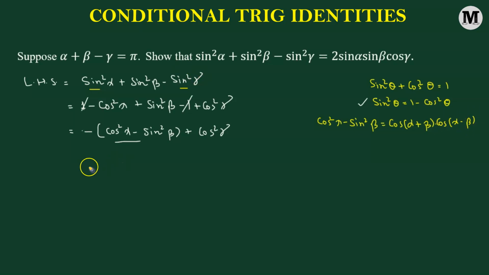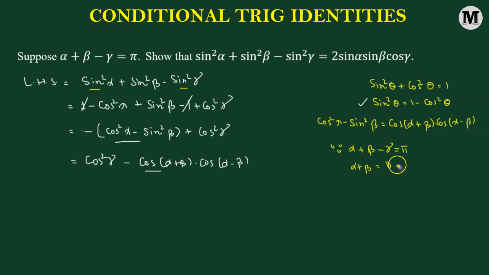So now let's rewrite the second term as the first term. So we have cosine squared gamma minus, so cosine squared alpha minus sine squared beta is going to give us cosine of the sum of the angles, alpha plus beta, multiplied to cosine of the difference of the angles, alpha minus beta. Now we're going to change cosine of alpha plus beta. Since we know that alpha plus beta minus gamma equals pi radians, alpha plus beta can also be expressed as pi plus gamma.